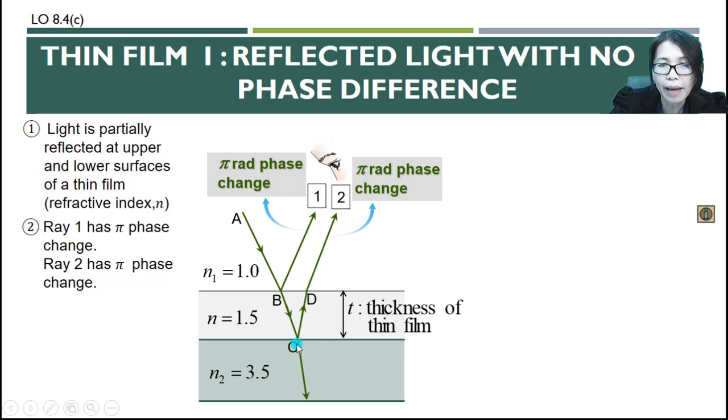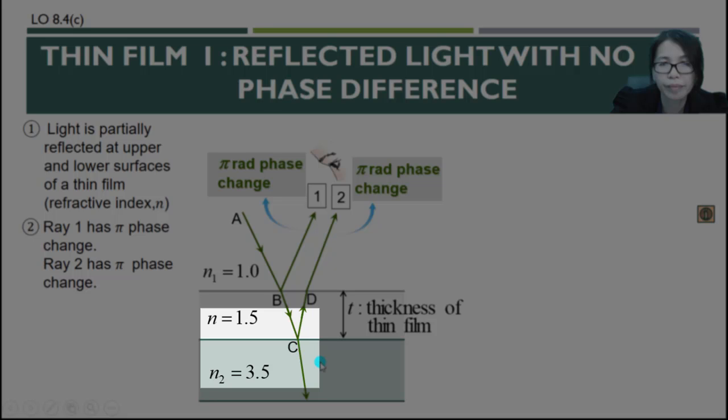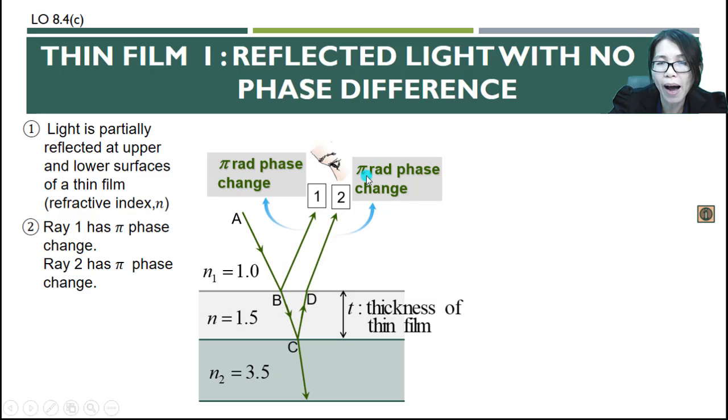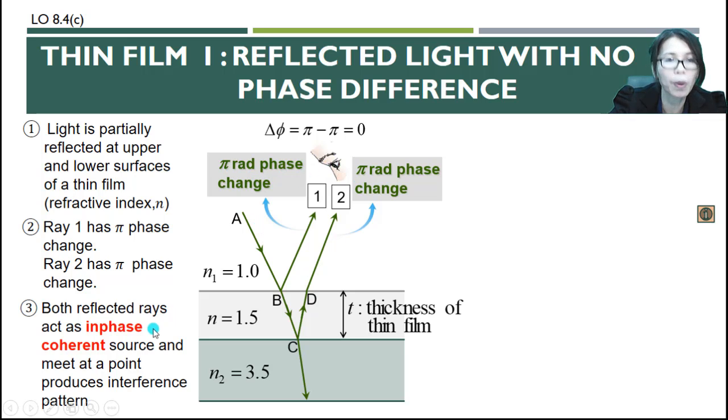Ray 2 is reflected at point C. Ray 2 is reflected at point C when it travels from a less dense towards a denser medium. So ray 2 also has a pi radian phase change. So when we compare these two reflected rays, there will be no phase difference between them. Why? Because both of them experience a pi radian phase change. So both reflected rays will act as in-phase coherent sources, and when they meet at a point, they will produce an interference pattern.